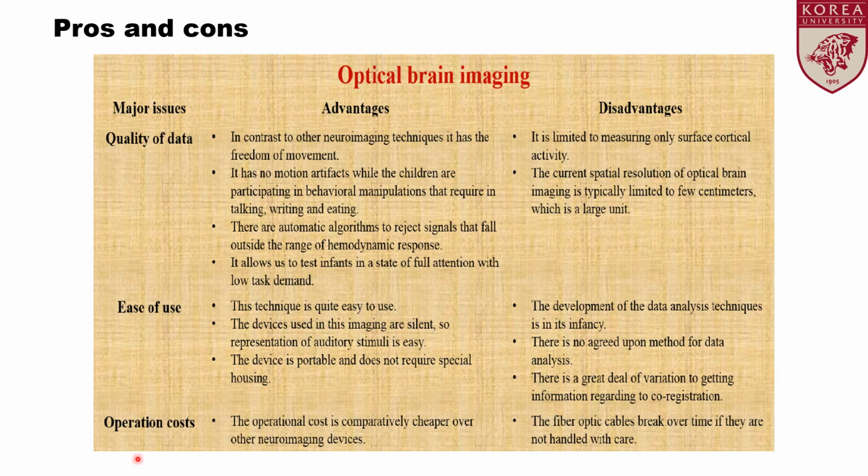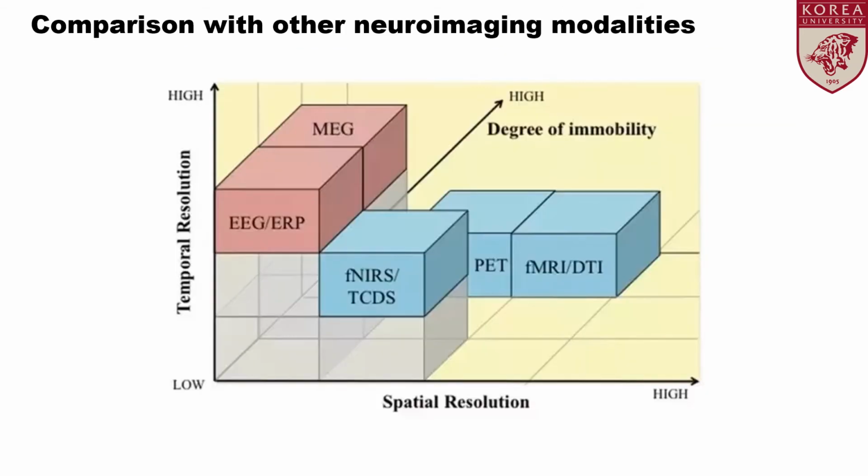and in the operational costs, the advantage is that the operational cost is comparatively cheaper than other neuroimaging devices, but the only disadvantage in this regard is that the fiber optic cables can break over time if they are not handled with care. In this diagram, we can see the comparison of the NIRS system with other neuroimaging modalities.